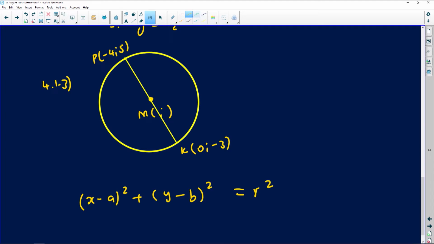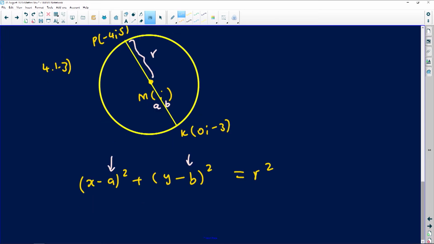Now, what do you need? You need to find the coordinates of the center because that is what always goes for a and b. So whatever the x coordinate of M and whatever the y coordinate of M, those are going to definitely be what I put for a and b in my equation. And then I'm obviously going to need to worry about the length of the radius. Once I can find how long the radius is, then I can claim that I've got my equation of a circle, which is pretty awesome. All right, so let's find the coordinates of M.